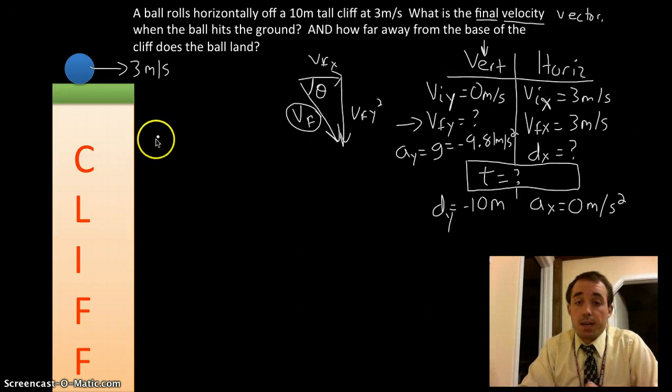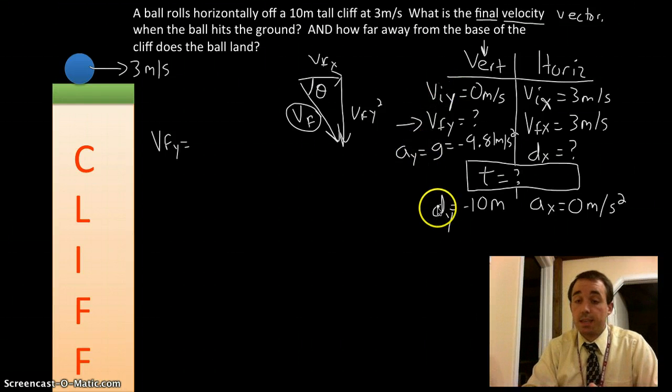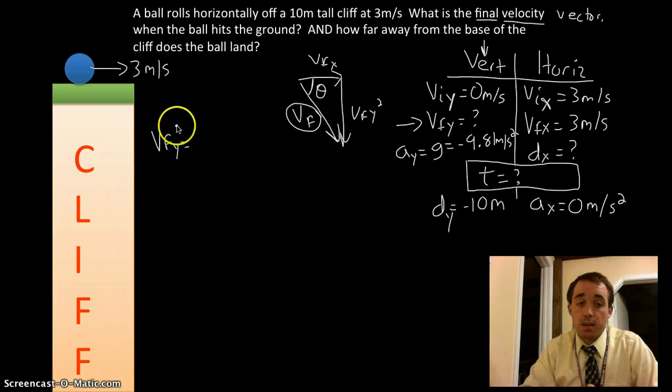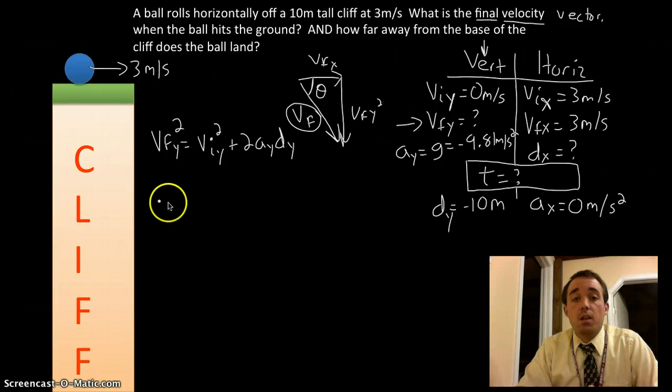So let's find VFY. Looking at what we know, we have VFY, VIY, A, and D. We don't know T, so we don't need that. But we have an equation, all the equations that we know and love, exactly the same: VFY squared equals VIY squared plus 2AY dy. Just add those subscripts into these equations. So, our VFY squared, what we're looking for.